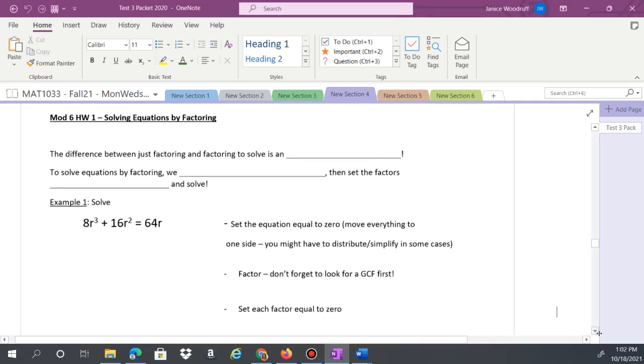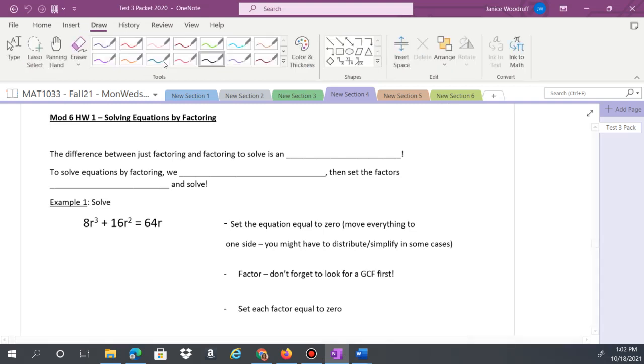So we are solving equations by factoring. What we're looking at is we're solving quadratic equations here. So anything with an x squared, we're working on solving. The difference between factoring and then solving is just an equal sign. So that's our fill in the blank right here.